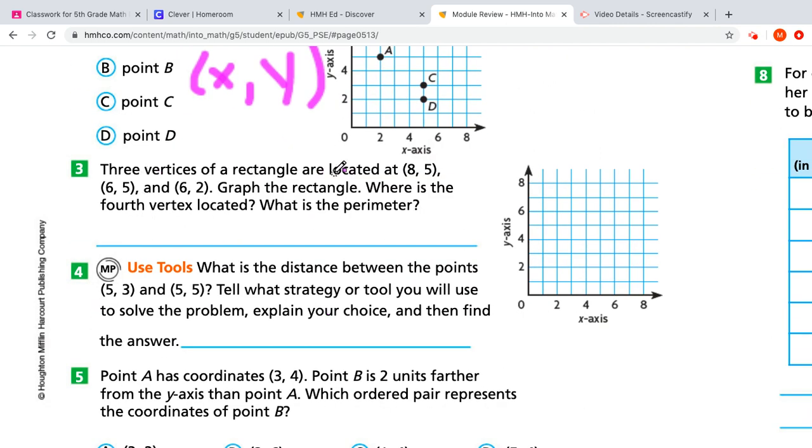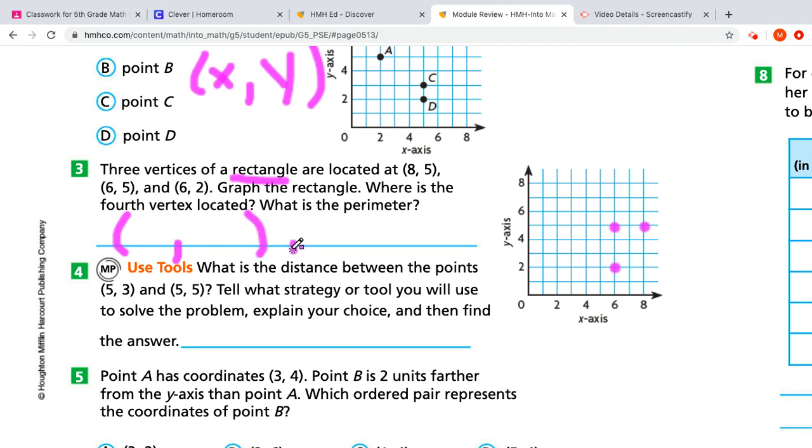Here, the three vertices of a rectangle are located at 8, 5, 6, 5, and 6, 2. Graph the rectangle. Okay, so the first thing they want us to do is graph these 3 points. So 8, 5, then 6, 5, and then 6, 2. And remember, the key word here that they use to describe what we're doing is rectangle. Okay, so where do you think that next point is going to go? I want you to find out where that fourth vertex is, and you're going to put that in.